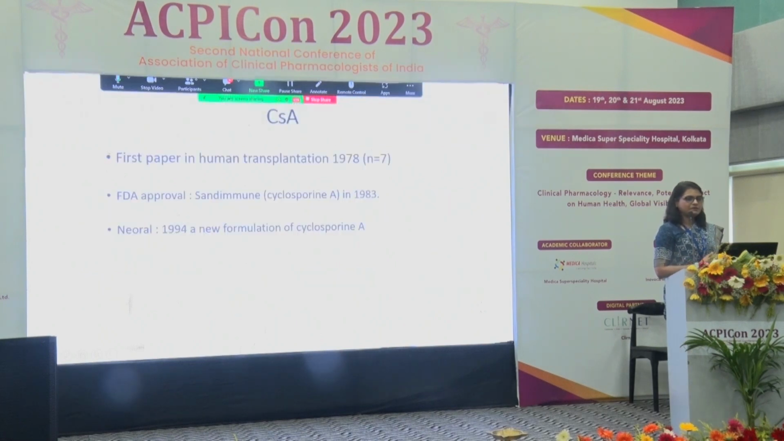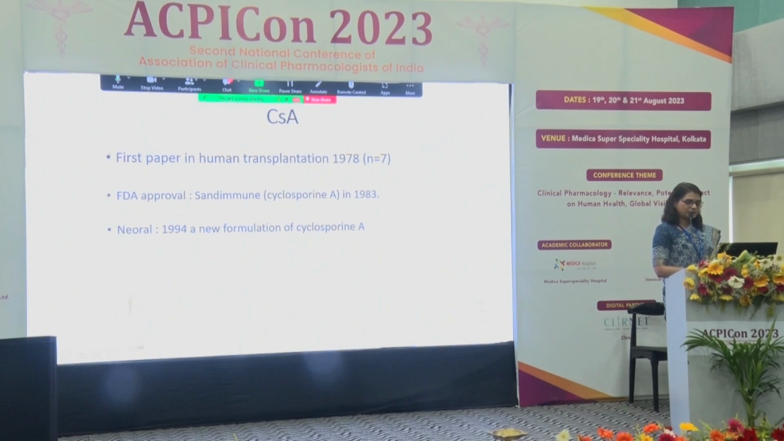So cyclosporin is the first immunosuppressant for which TDM was introduced. You know, the first transplantation was actually done with azathioprine and corticosteroids. So after the introduction of cyclosporin, the scenario for organ transplantation changed. The rejection rates were reduced by more than 50%. In the earlier days we used to have rejections of 80%, now it reduced to somewhere around 30%.